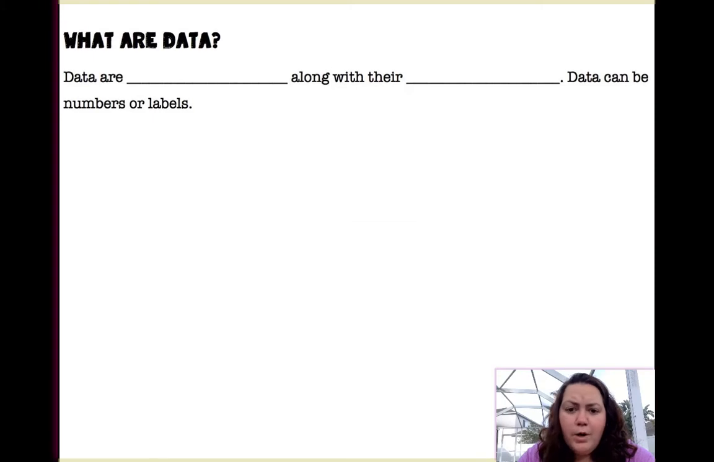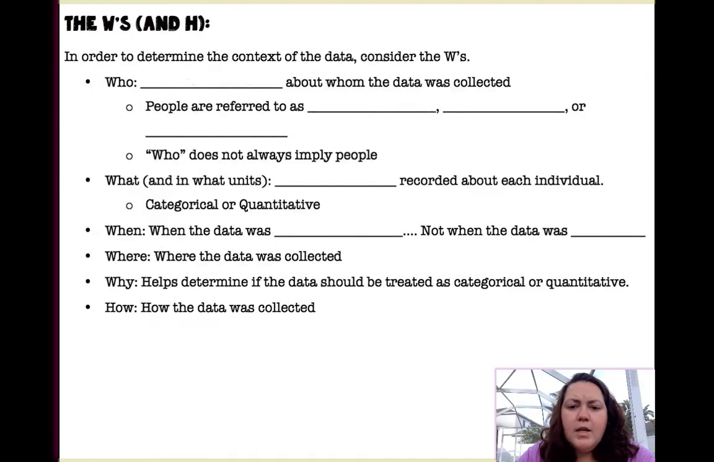So first, what are data? Data are values along with their context. So we really need to know, what are these numbers, variables, categories, what do they represent? That's the context piece. And data can be numbers or it can be labels. And the who, what, when, where, why, and how of data. So in order to determine the context, we need to consider the W's and H.